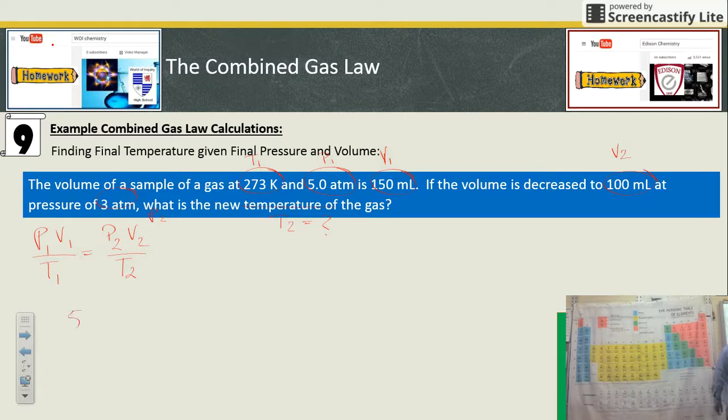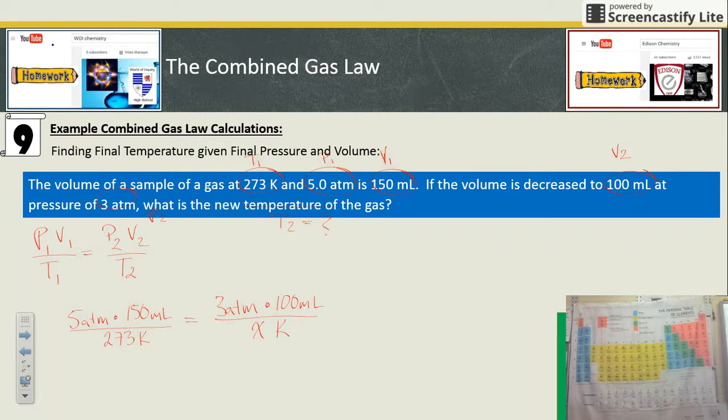Pressure 1, 5 atmospheres, times volume 1, 150 mils, divided by temperature 1, 273 Kelvin, equals, well, we have our volume 2, our pressure 2, and we don't know our temperature 2. So volume, pressure, there we go. 3 atmospheres for pressure, volume 100 mils, and the temperature is X Kelvin. Now to solve for this particular problem, we have to isolate X by itself. Not actually that difficult to do, okay?